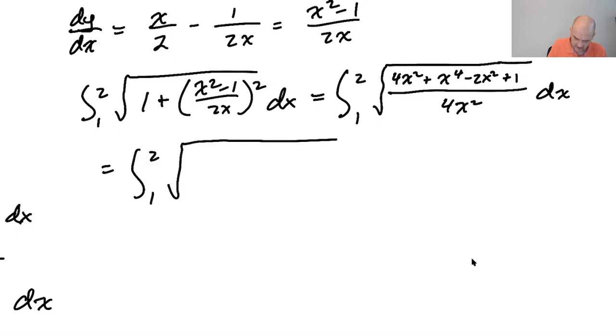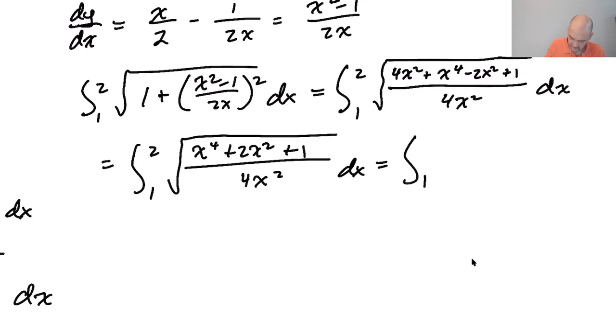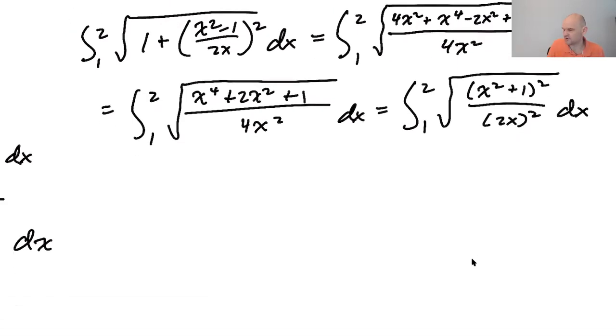It's fun. x to the 4th plus 2x. Ooh, okay, we got some perfect squares. This is going to work. You can tell. 1 to 2, square root of the quantity x squared plus 1 squared over the quantity 2x squared. We do our square root thing. They're both positive on that interval, so you don't need the absolute value.